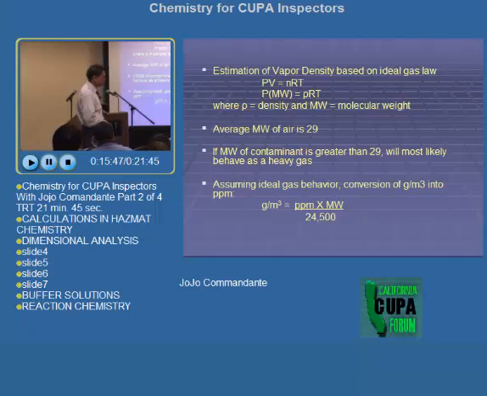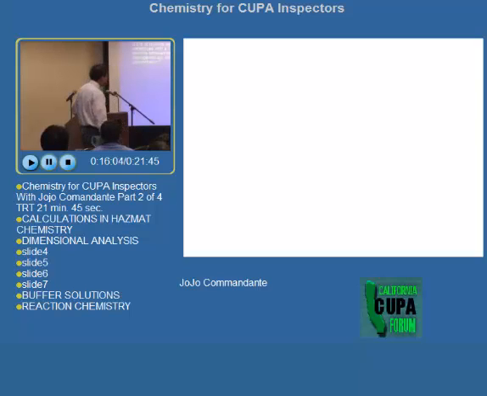So, if you have the IDLH given to you in gram per cubic meter and you want the ppm, why? Because your direct reading instrument is in ppm. Then you just have to convert using this formula. How do you use that?